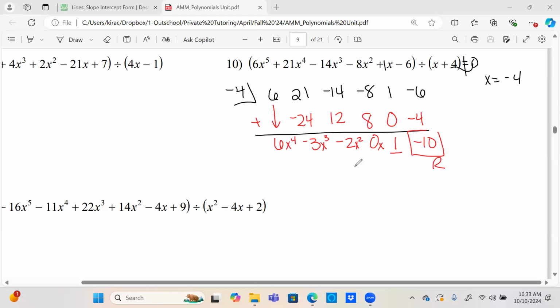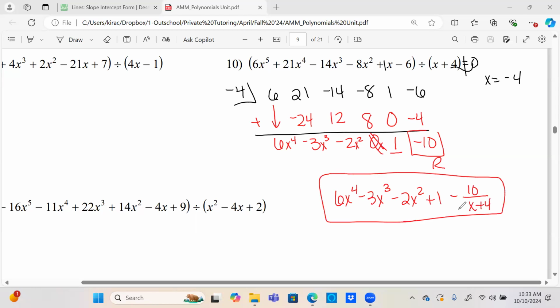So final answer on 10 would be 6x to the 4th minus 3x cubed minus 2x squared. We don't need to put the 0x. Positive 1 with a remainder of negative 10 over the original divisor. Answer. Oh, I love synthetic. That was so much faster than the previous ones.